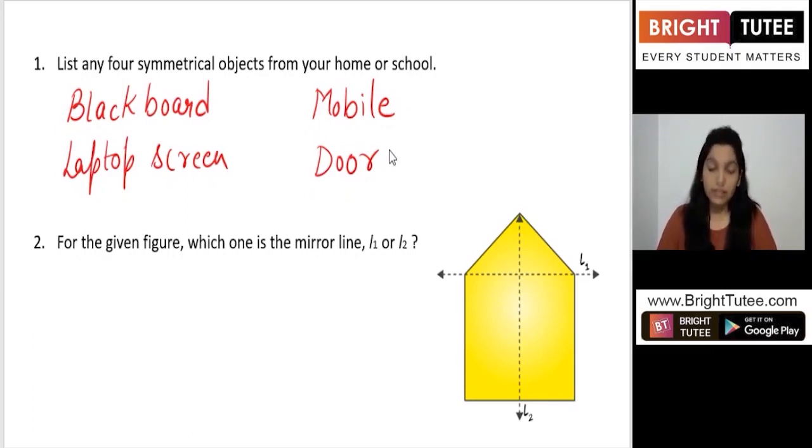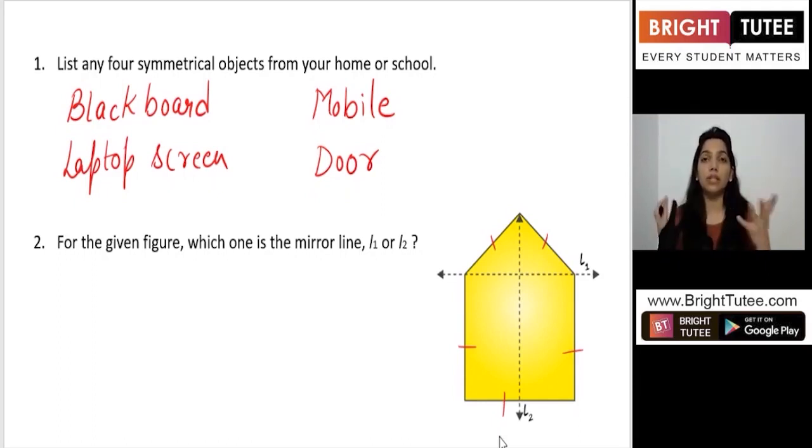Okay, now let's look at the second question. For the given figures, which one is the mirror line, L1 or L2? Now just imagine you're folding this shape, a pentagon. It has 5 sides. This particular pentagon is not a regular pentagon; we can clearly see all the sides are not equal. Imagine folding this piece of paper in the shape of a pentagon, first by line L2 and then by L1. Do you think L1 is a line of symmetry for this figure?